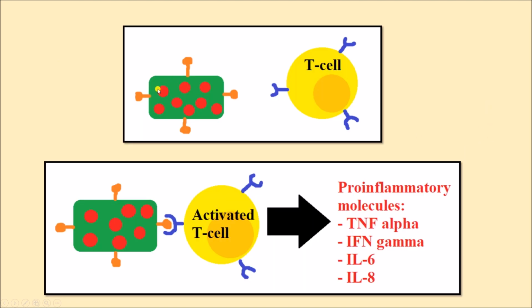Now let us look at this. This is the Langerhans cell with multiple viruses, or rather we should say virus, not viral particles. And there is a T cell present here. Sometimes these Langerhans cells attract the T cell and there is interaction between the Langerhans cell and the T cell. This will produce pro-inflammatory molecules like TNF alpha, interferon gamma, interleukin 6 and interleukin 8, and they produce different clinical features.